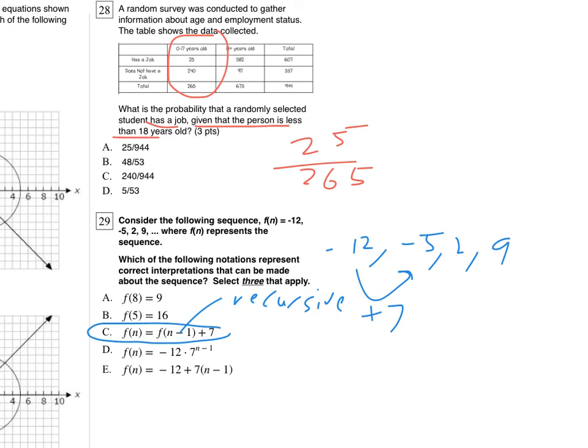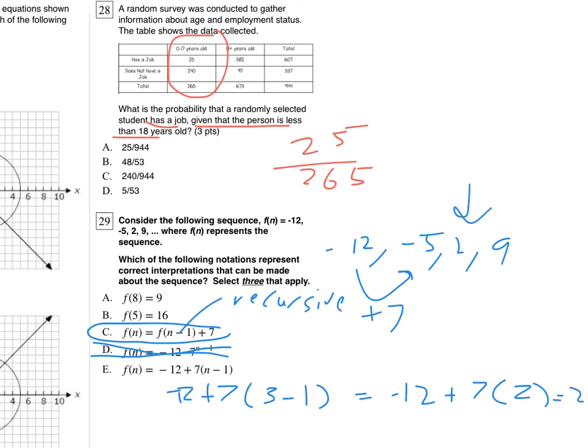All right, and so if it's a +7 pattern, it's not going to be exponential, so I'll cross off D. E looks correct as well. I would just test it out. So what would happen if I plugged in a 3, so I'll make that 3 minus 1. What does that give me? That's -12 plus 7 times 2. So that would be +2, which would be my third term, should be +2, which it is. So I think this one's good as well.